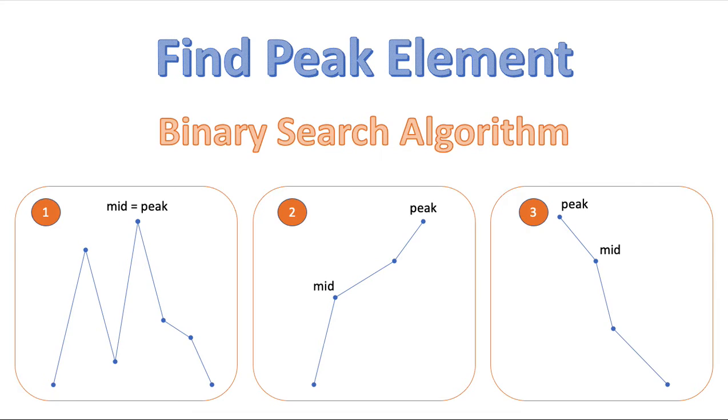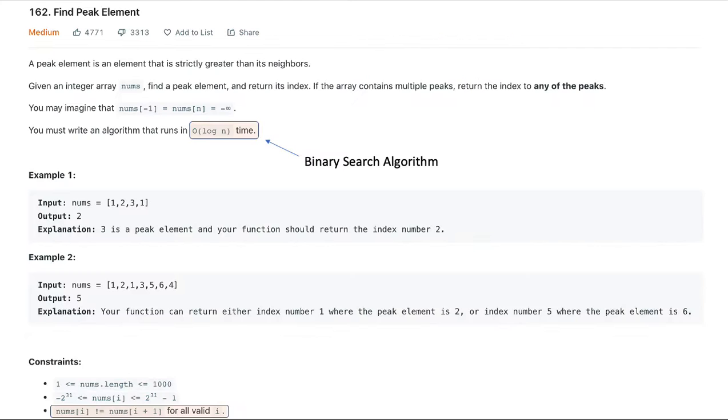I'll be using the binary search algorithm. It's an interesting application of binary search. So let's get started. Specifically, this question provides you a nums array, asks you to find the index to any of the peaks, but you must write an algorithm that runs in O(log n) time. So how can we do that?